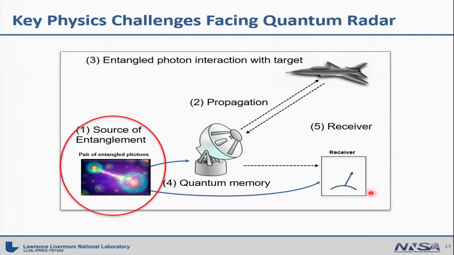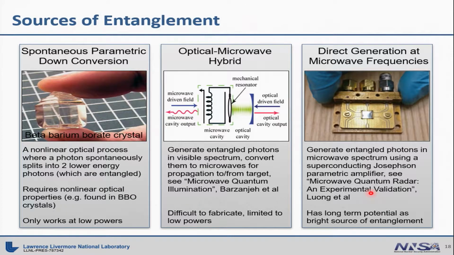So the first one we could look at is the source of entanglement. I just put down 3 different sources of entanglement that you could potentially consider for a quantum radar. The first one is what's available right now in most optics labs, based on spontaneous parametric downconversion. And here's an example of a crystal that you would use that could give rise to these correlated photons, or these entangled photons. It's called a BBO crystal.